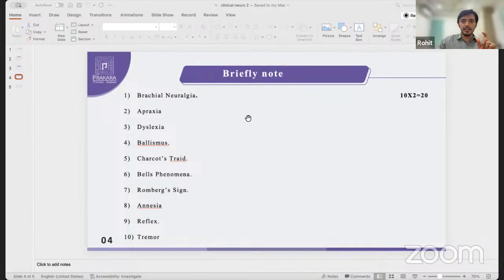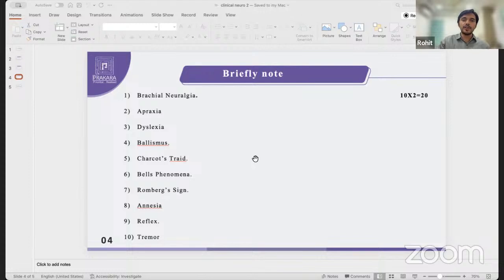You can remember the triad using the mnemonic SIN, S-I-N. S stands for scanning speech, I stands for intention tremor, incontinence, and internuclear ophthalmoplegia, and N stands for nystagmus. So Charcot's classic triad of multiple sclerosis involves SIN: scanning speech, intention tremor, incontinence, internuclear ophthalmoplegia, and nystagmus. Charcot's triad of cholangitis is different, where fever, jaundice, and right upper quadrant abdominal pain are seen in cholangitis patients.